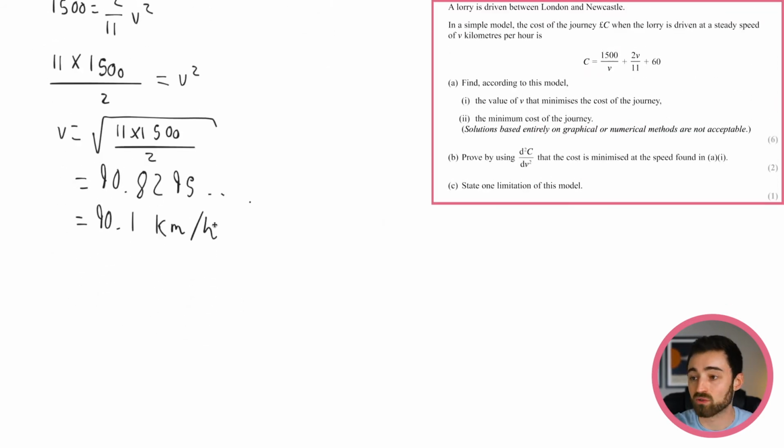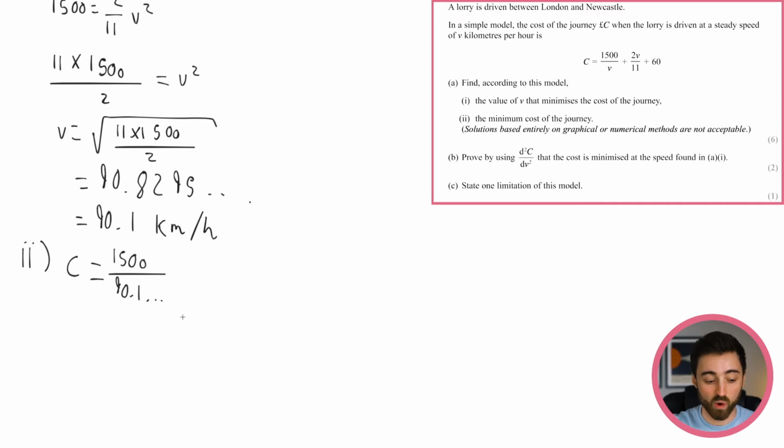The minimum cost of the journey. So this is now going to be, I just need to sub in this value of v to c, right? So c is just going to equal 1500 over this value of v now, so this 90.1. Now I'm going to write 90.1 dot dot dot.